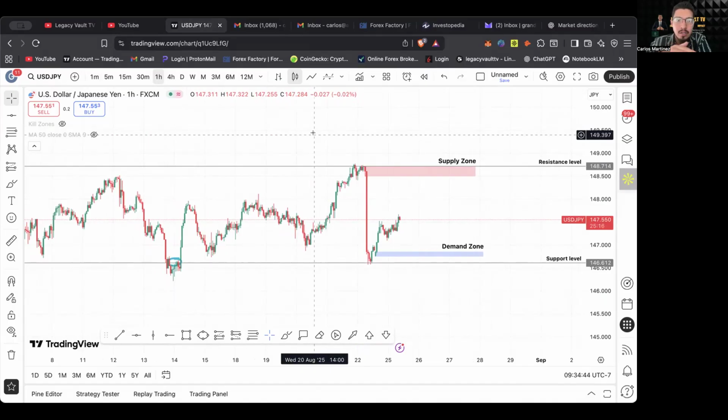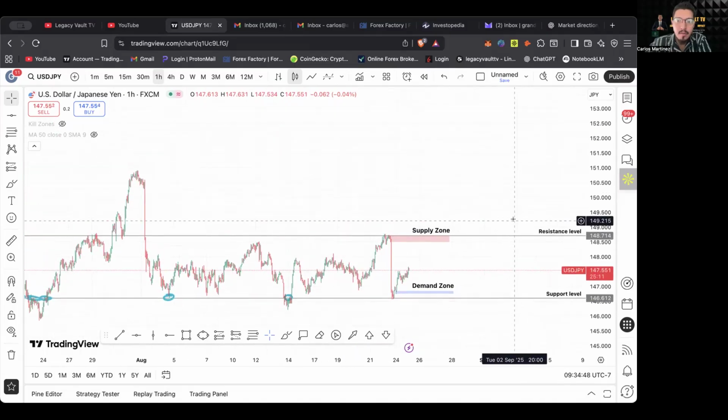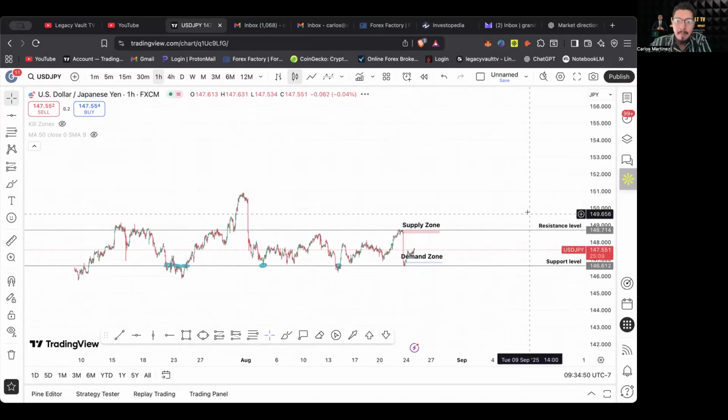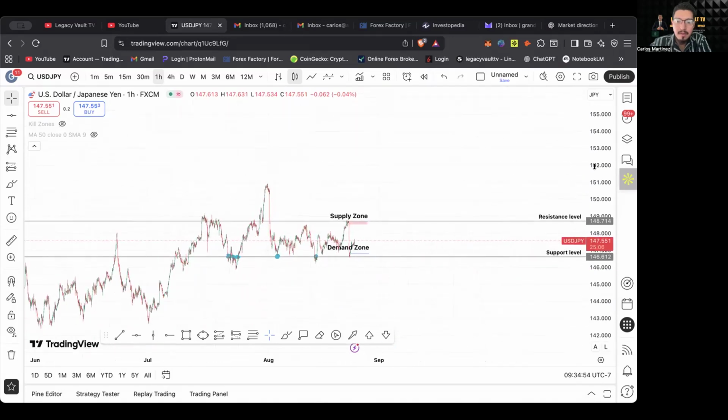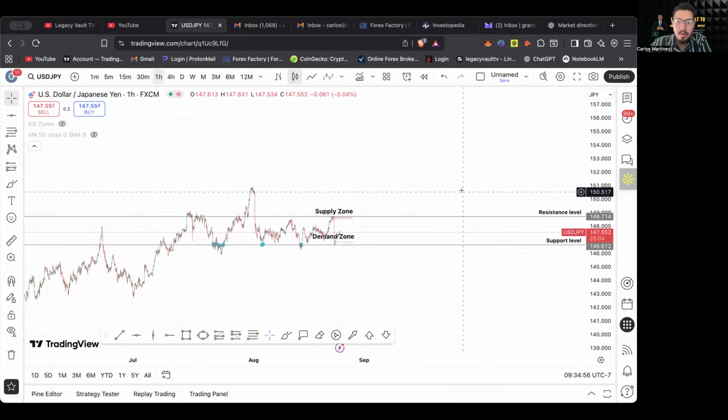But this is just a quick introduction. This is just covering the basics and going over the differences between supply and demand zones and resistance and support levels.